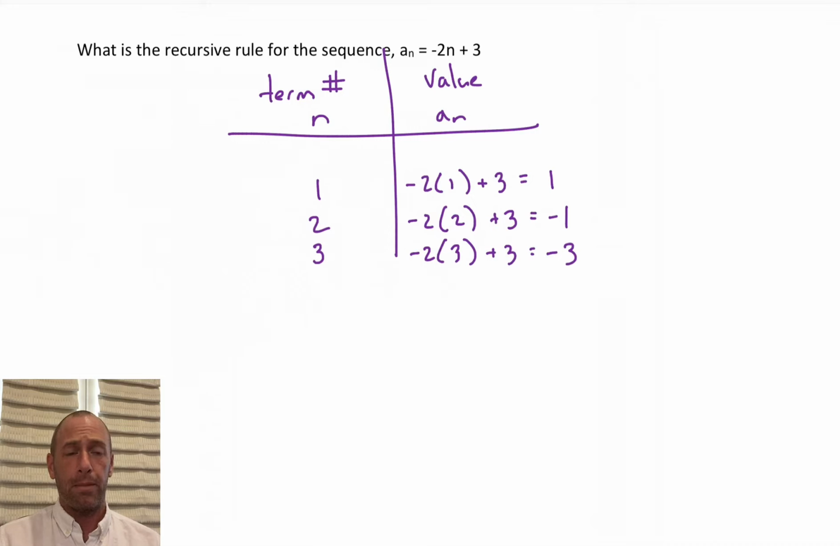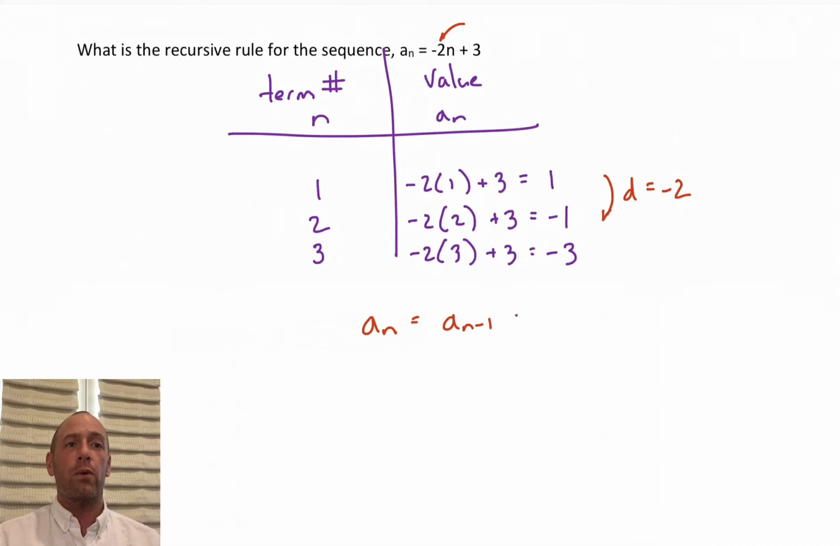Now, our sequence is 1, negative 1, negative 3. How am I going from one number to the next? What is that common difference? It's negative 2. And you might have spotted that from the rule initially. But if you didn't, writing the numbers out in a table is fine.